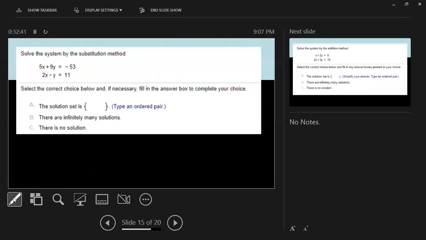All right, so for this particular item, I want to solve using the substitution method. But you would notice that one of the variables is not isolated. I need to solve one of these equations for one of the variables. I'm going to solve the second equation for the variable y because it's easy to isolate that y in the second equation.